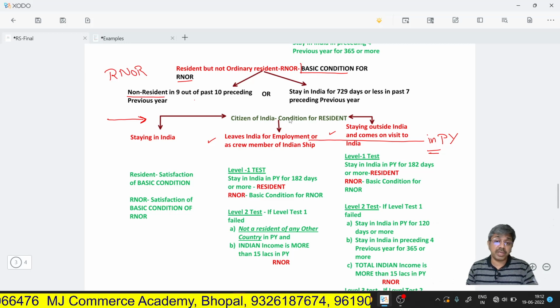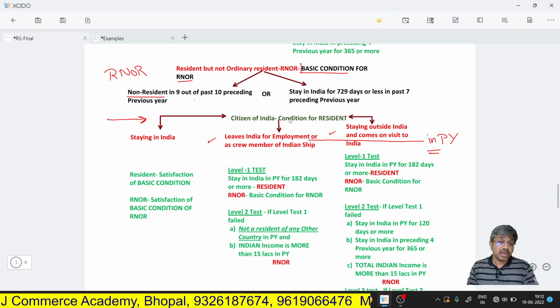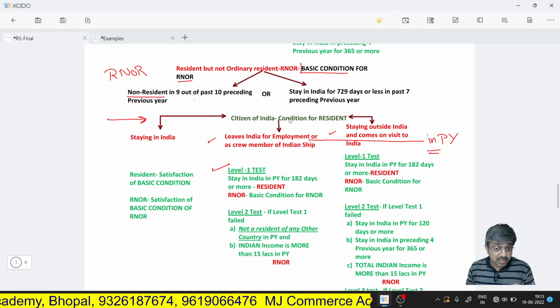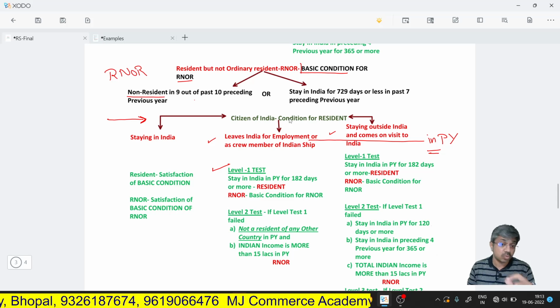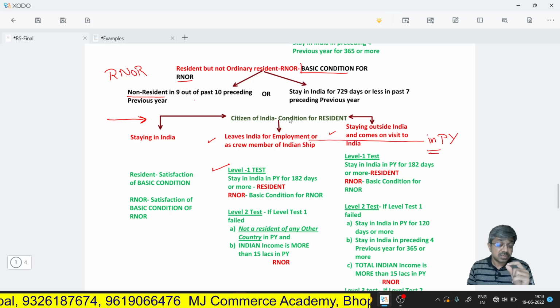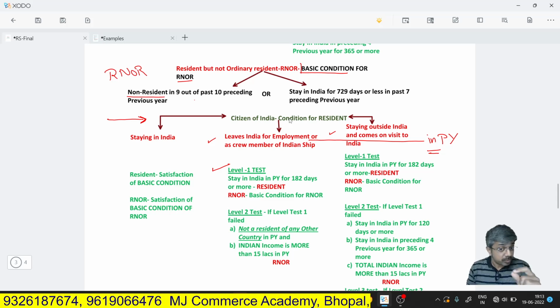Here the law has given a benefit to an individual citizen of India. What is that benefit? For an individual citizen of India who leaves India for employment in previous year, we need to first check the level 1 test. He will be resident only when he stays in India for 182 days or more. Means the 60 days criteria has been removed. I will explain in an example.